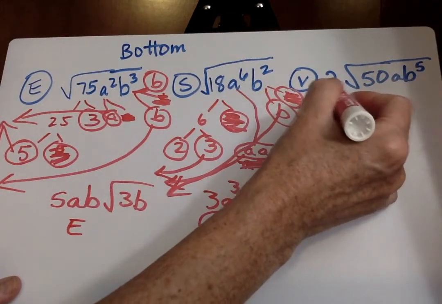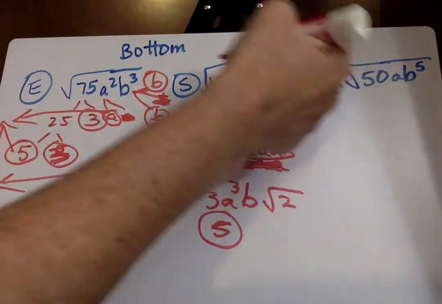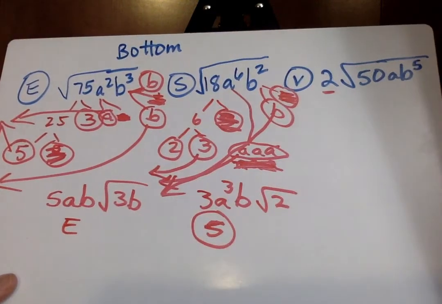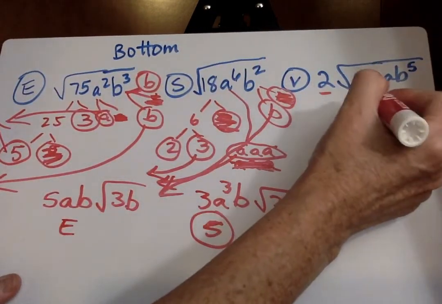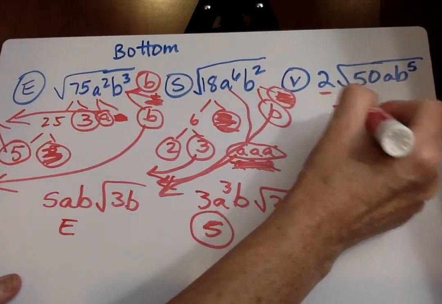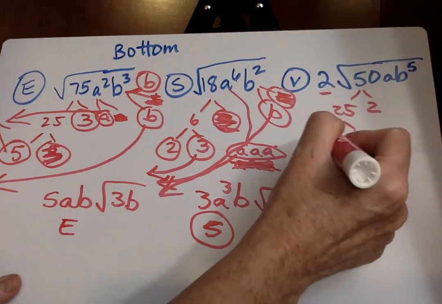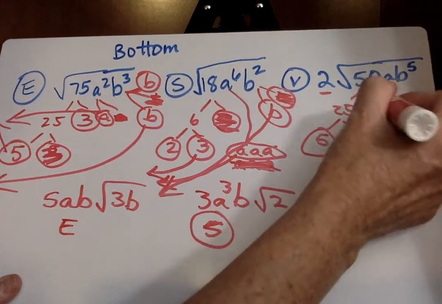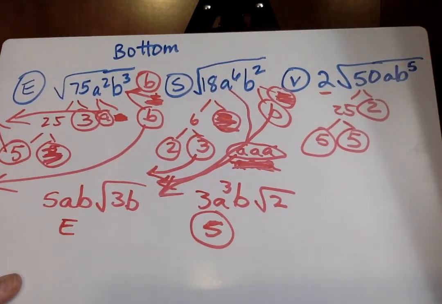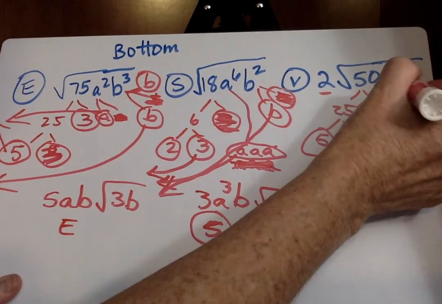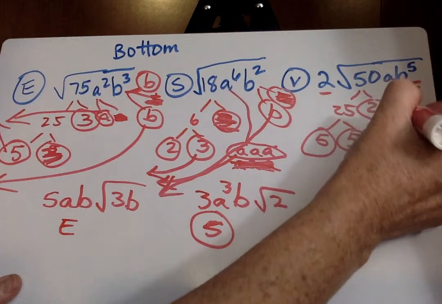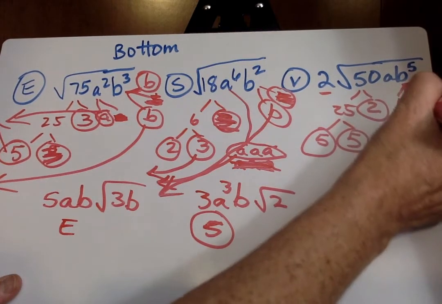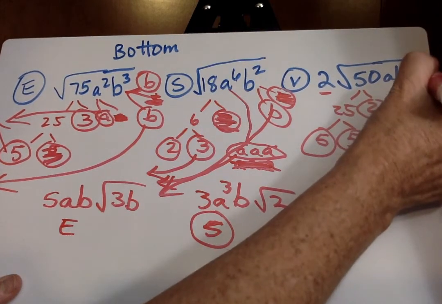Okay, and then our last one over here. What if there's already a 2 out there? Well, whatever comes out, we just multiply it with the 2. So here we go, 50, 25, and 2, 5, and 5. So here's my prime factorization. Oh, there's only one A. That's an odd number, so I'm just going to leave that one where it's at. And then there's 5 B's. So I'm going to go B, B, B, I'm going to run out of room here.